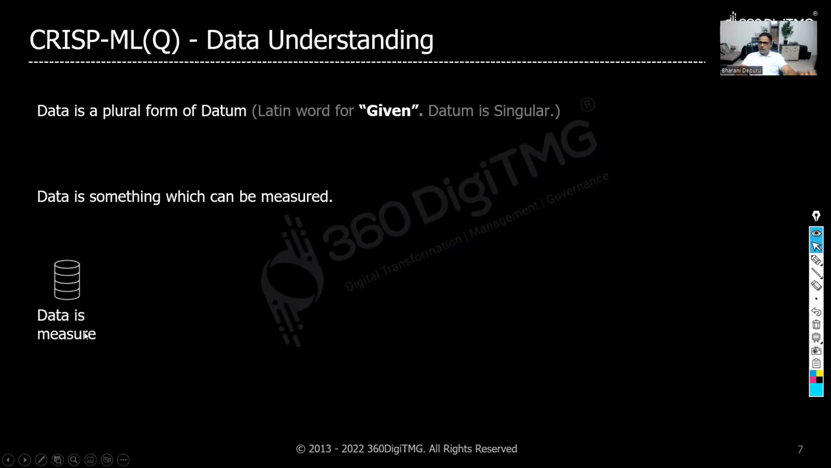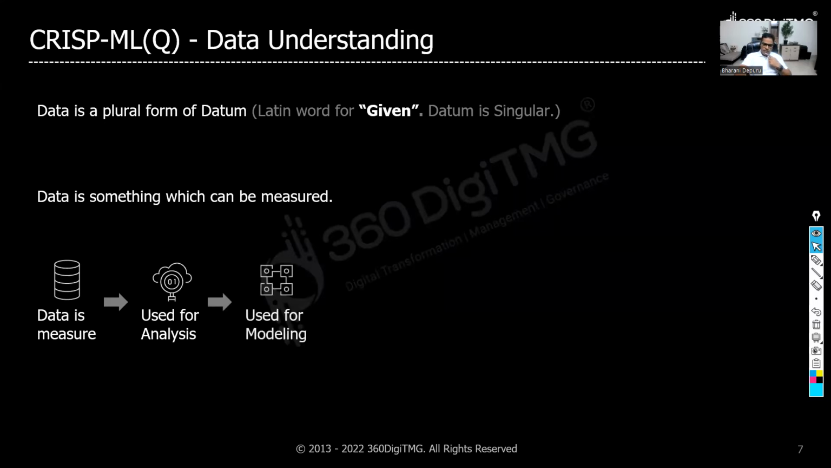Then, what is data actually? It is a measure, something that you can measure. It could be temperature, weight, or height. Why do you need to do that? Because data can be analyzed. It is more factual driven. And why do you need to analyze? Because we need to build models, prediction models, machine learning models, etc. Why do you need to build models? Because we want to use the models for predicting the future.